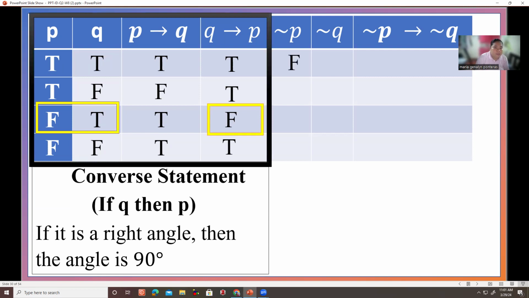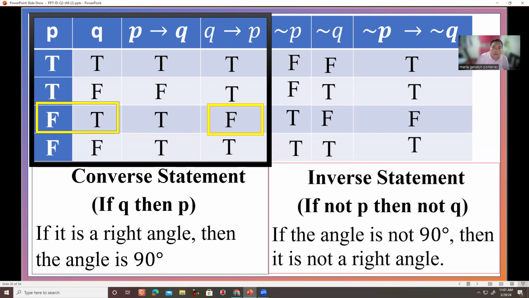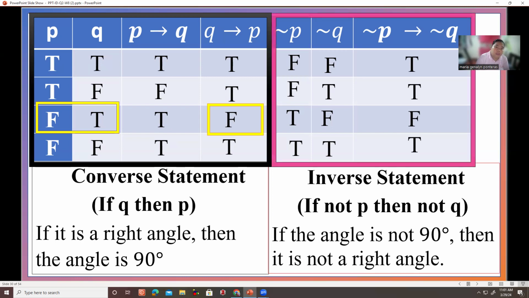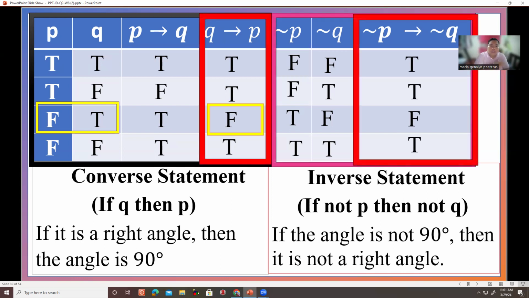So if we negate not P: false, false, true, true, false, true, false, true. So not P implies not Q would be true, true, false, and true. Okay, so this is the truth value for the inverse statement. As you can see, Q implies P and not P implies not Q hold the same truth value. Q implies P got true, true, false, true. Not P implies not Q got true, true, false, and true.